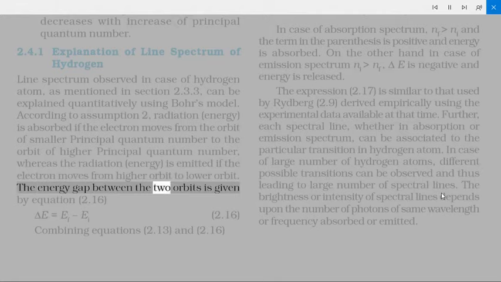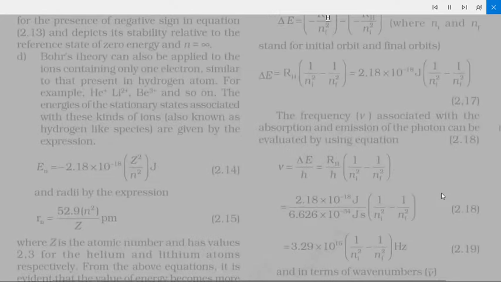The energy gap between the two orbits is given by equation 2.16, ΔE = E_f - E_i. Combining equations 2.13 and 2.16, ΔE = -R_H(1/n_f² - 1/n_i²), where n_i and n_f stand for initial and final orbits, ΔE = 2.18 × 10^-18 J (1/n_i² - 1/n_f²) (2.17). The frequency, nu, associated with the absorption and emission of the photon can be evaluated by using equation 2.18, nu = ΔE/h.